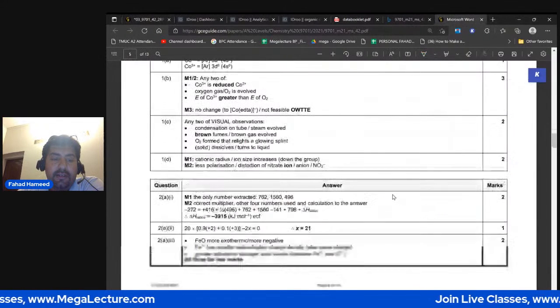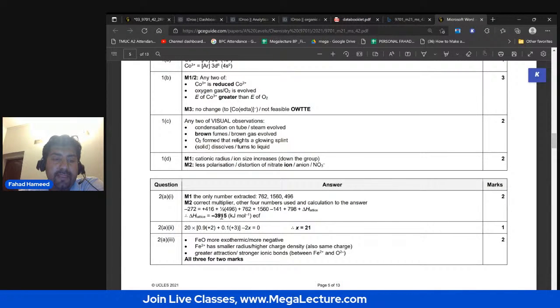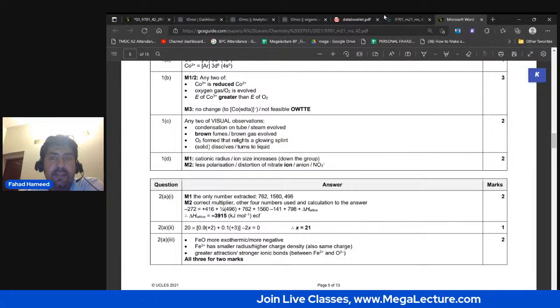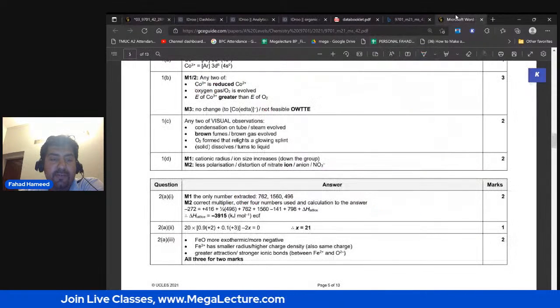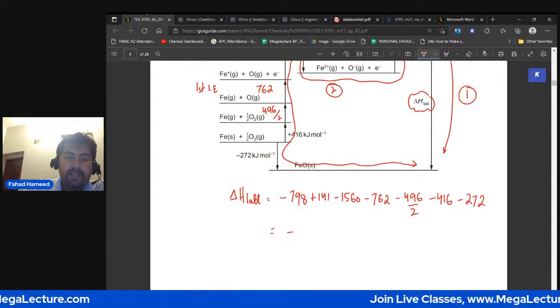So the answer to this one, it's the exact same expression, and hopefully that would give you minus 3915. So this is minus, this is minus, this is minus. The only value that was plus was this one, and 798, that was also minus. So everything is the same. If you do the math, it should come out to be minus 3915.